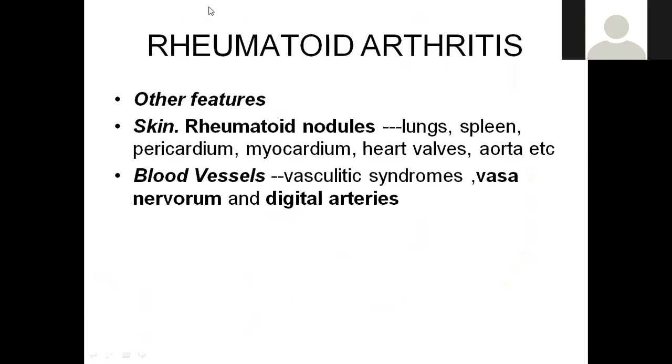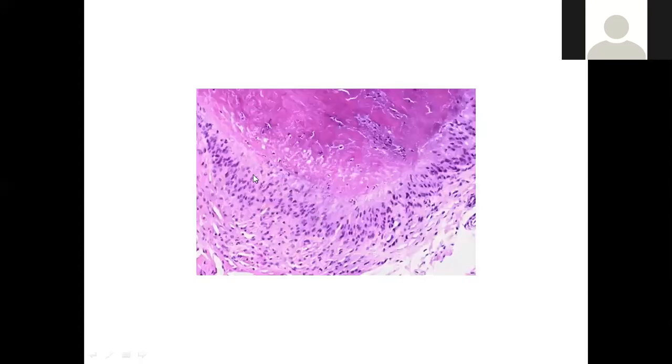So, other systemic manifestations of rheumatoid disease are in the skin. In the skin, there are rheumatoid nodules. The rheumatoid nodules can also be appreciated in lungs, spleen, pericardium, heart valves, etc. In blood vessels, in rheumatoid arthritis, there is vasculitis, usually in the digital arteries. This is the photomicrograph of rheumatoid arthritis. What we can see is that there is a necrotic area, and this is the histiocytes or macrophages, which are forming the edge of the lesion.